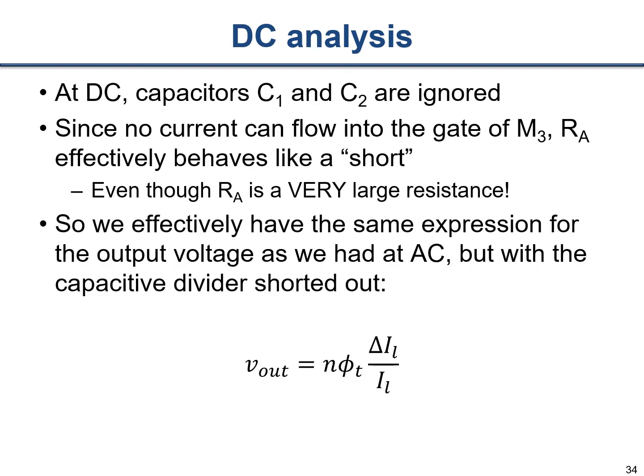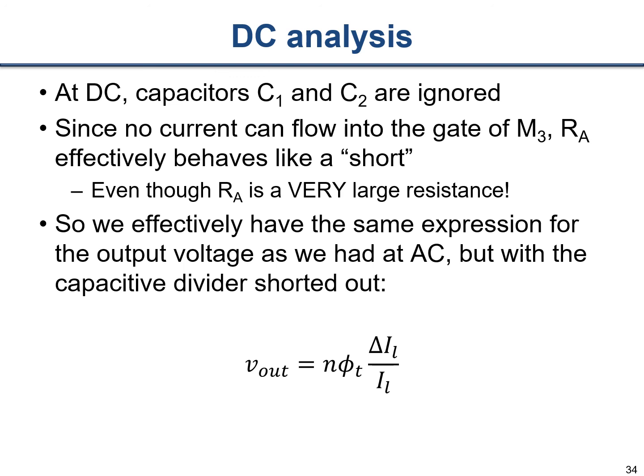So one interesting thing is that at DC, capacitors C1 and C2 are ignored, right? They're super high impedance. Now, we can't have any current flowing into the gate of transistor M3. So despite RA being this incredibly large teraohm kind of style resistor, it's basically a short circuit at DC. Very interesting how that works, right?